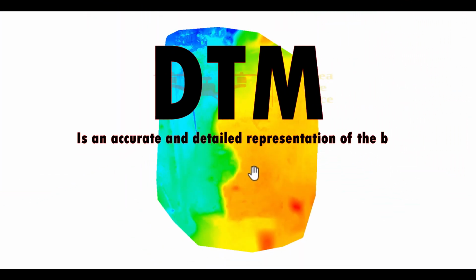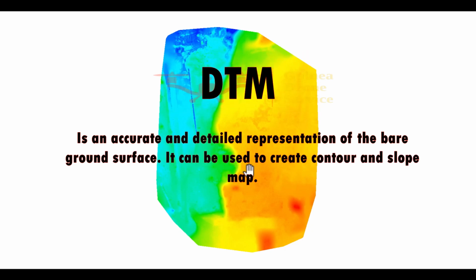Now the DTM only shows bare ground. It doesn't show any man-made objects, any natural formations, trees, or rocks. It doesn't show any of that. It just shows you the elevation of the bare ground. That's the purpose of a DTM model. And both of these models can serve for information.